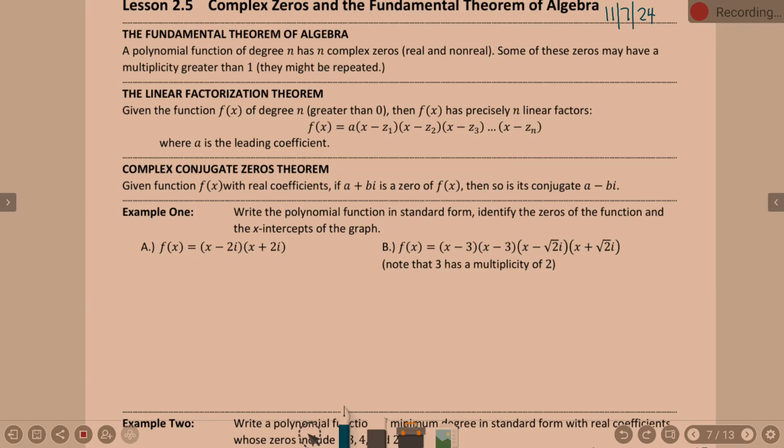First of all, the fundamental theorem of algebra. A polynomial function of degree n has n complex zeros. So that would be of the real and non-real variety. Some of these zeros may have a multiplicity greater than 1. In other words, they might be repeated.